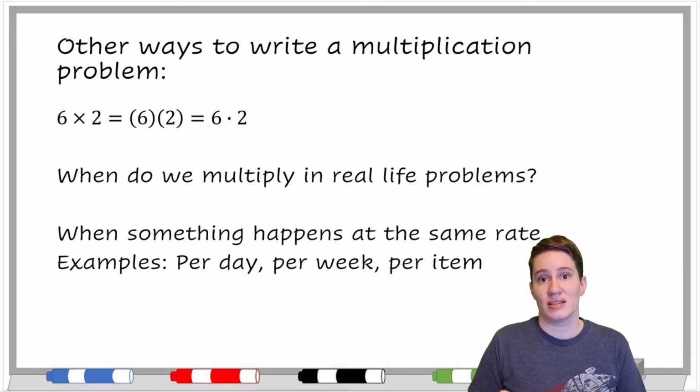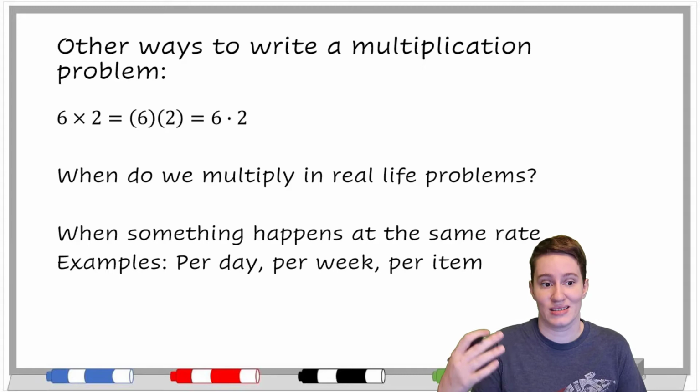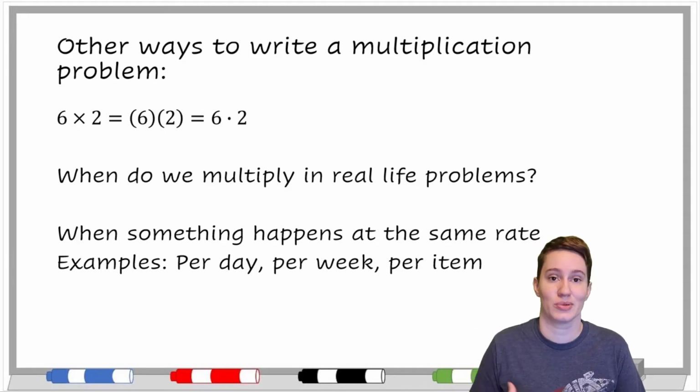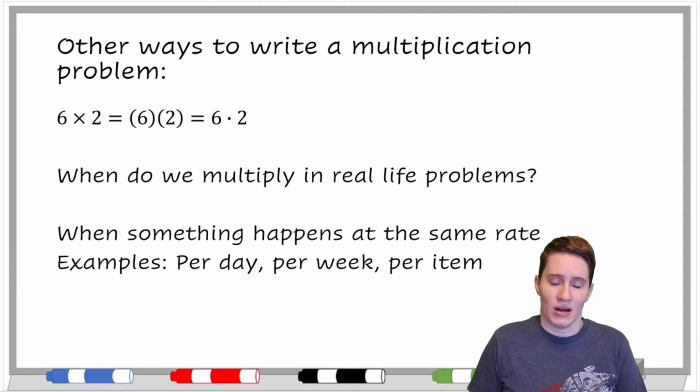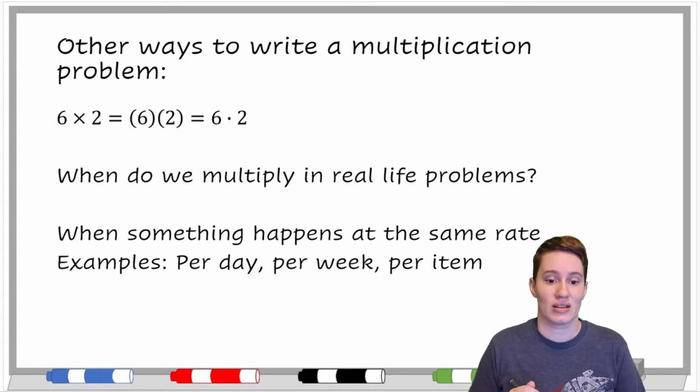You may see it just as two numbers next to each other, but both of them are in parentheses, like I have up here, 6 times 2, the 6 and the 2 are in parentheses. They don't need to have parentheses for any other reason than to show us that it's 6 and 2 next to each other, as opposed to 62. But even more common is using this dot for multiplication. If you see a dot, that means we're multiplying those things together.